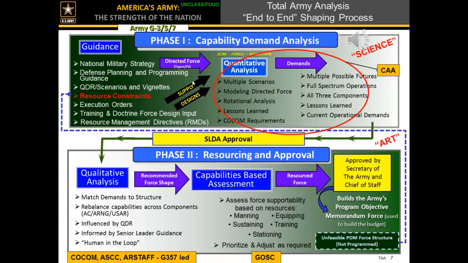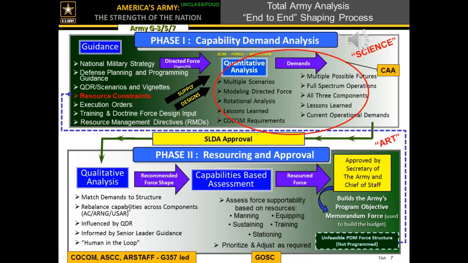So then that pumps out a big, huge Excel spreadsheet of the numbers of each type of MTOE that we need, or each type of TOE that we need. Well, that goes to the Senior Leaders Department of the Army to say, yep, that's a good starting factor. And then it goes to the quality analysis. This is the human in the loop.